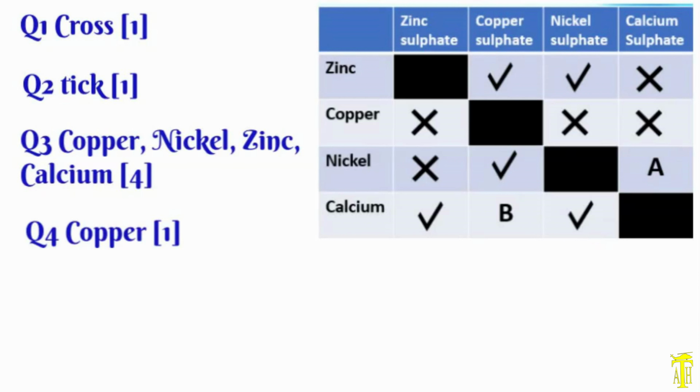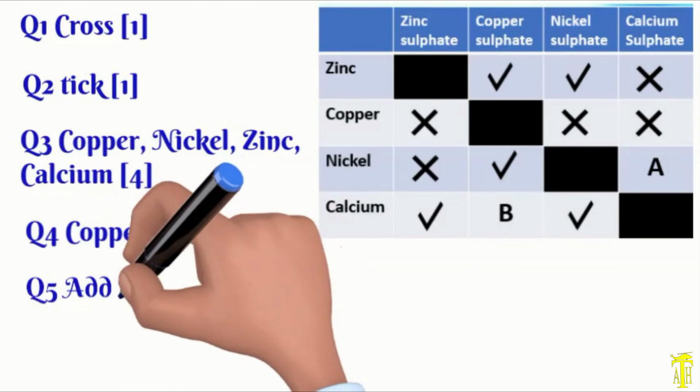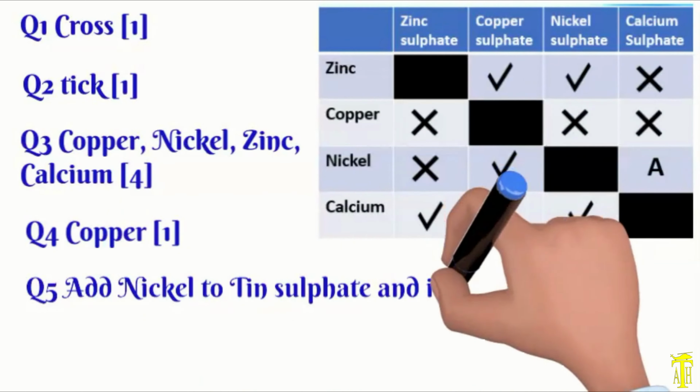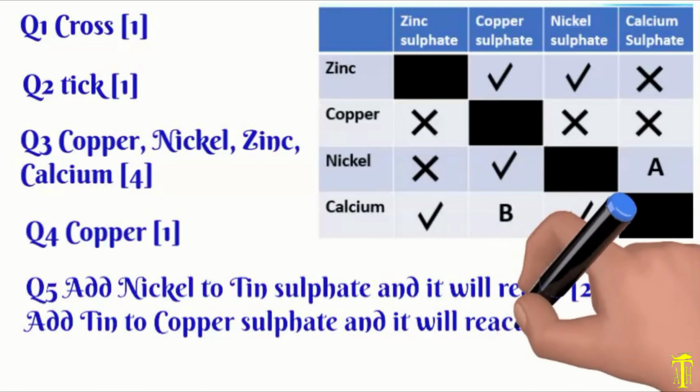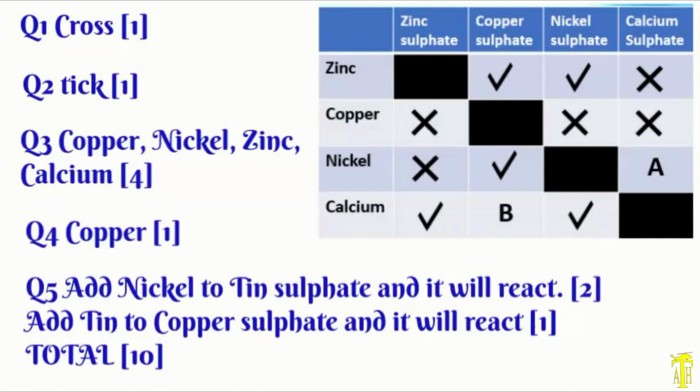So I've put here that we add nickel to tin sulfate. They will react, showing that nickel is above tin. And then if we add tin to copper sulfate, then again we'll get a reaction because the tin will take the sulfate and therefore we know tin is above copper. So there's a total of 10 marks for that, and hope you got most of those.